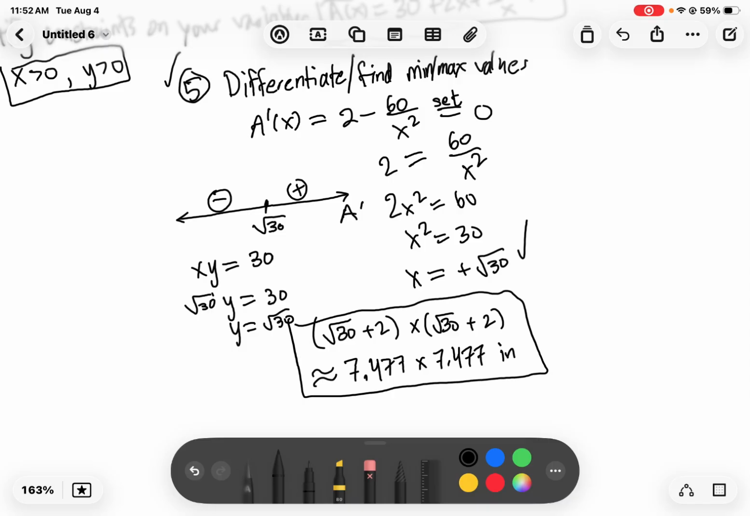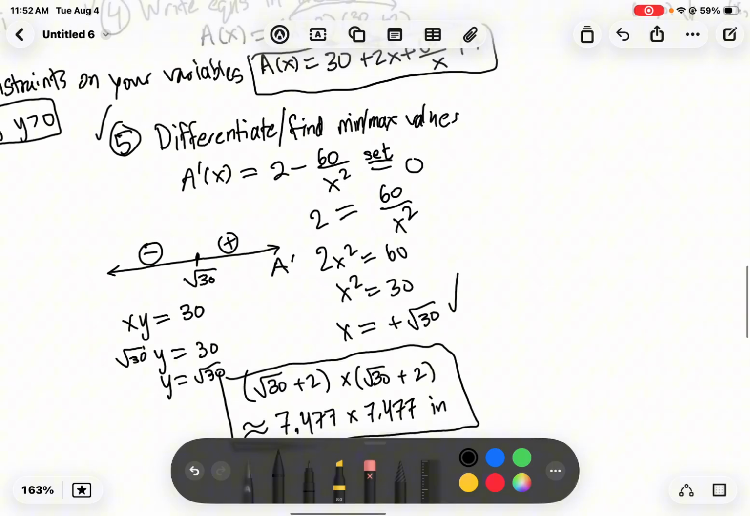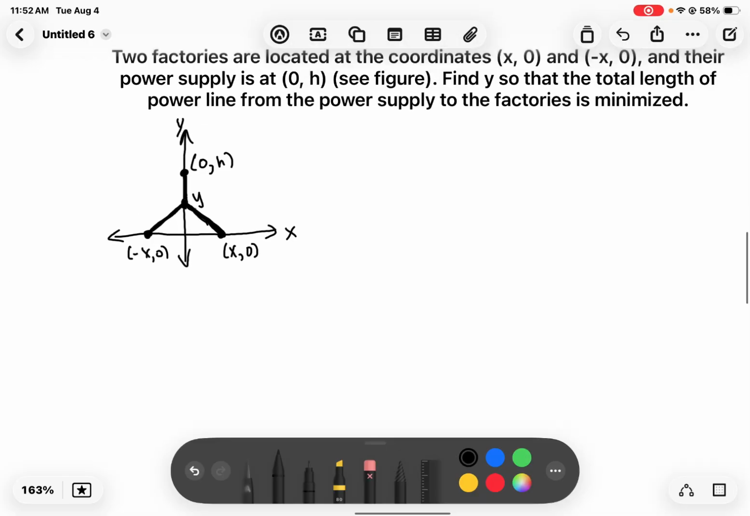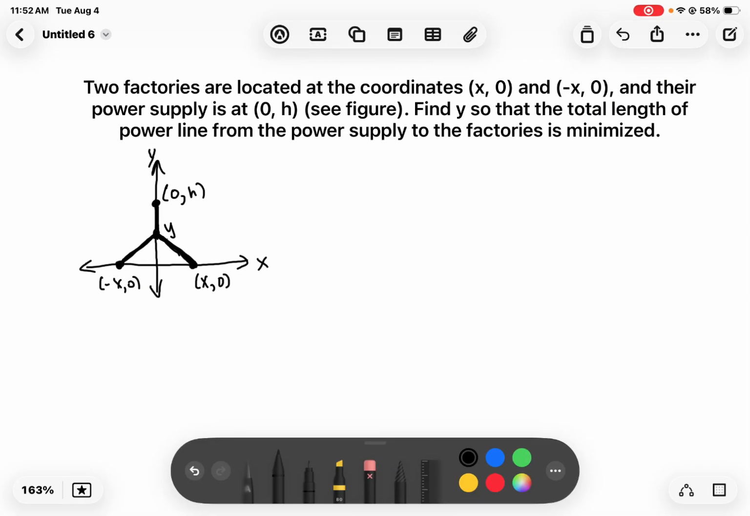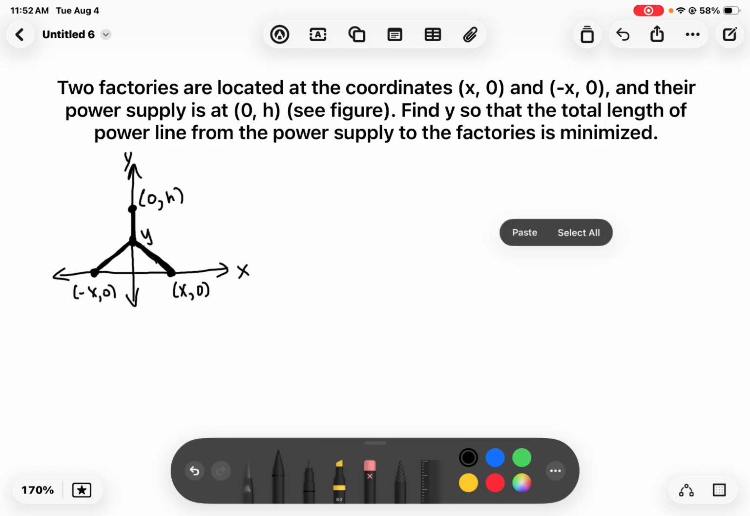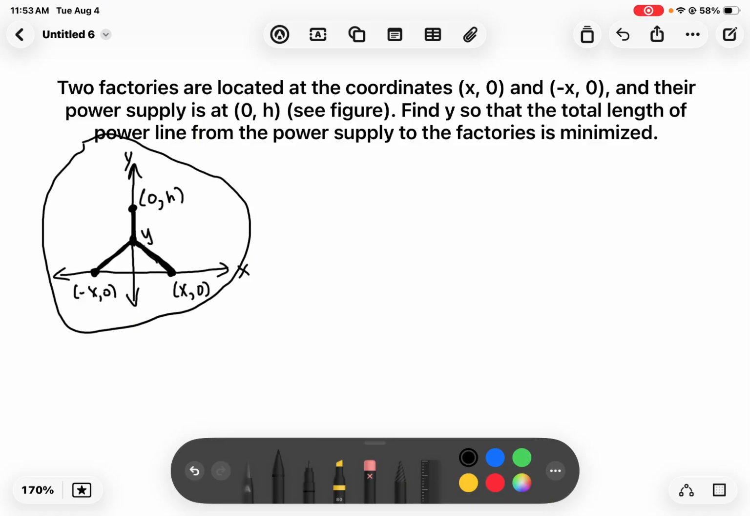All right, good. So now let's go ahead and do another example with this exact same setup. We have two factories located at the coordinates x0 and negative x0, and their power supply is at 0, h, as shown in this figure right here. Now we want to find y such that the total length of power line from the power supply to the factories is minimized.